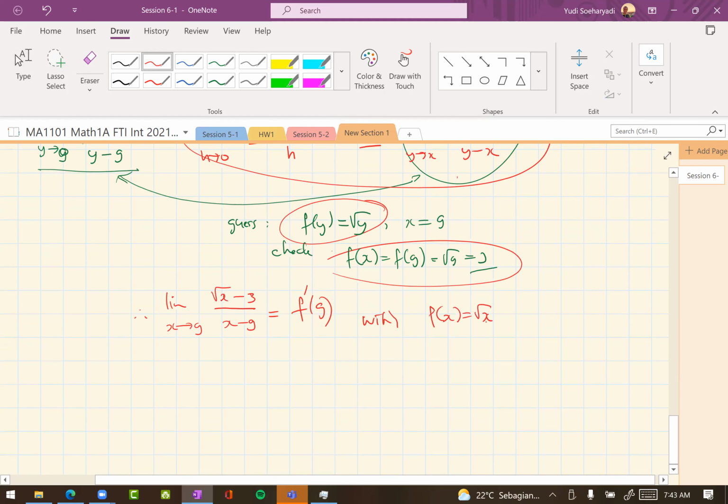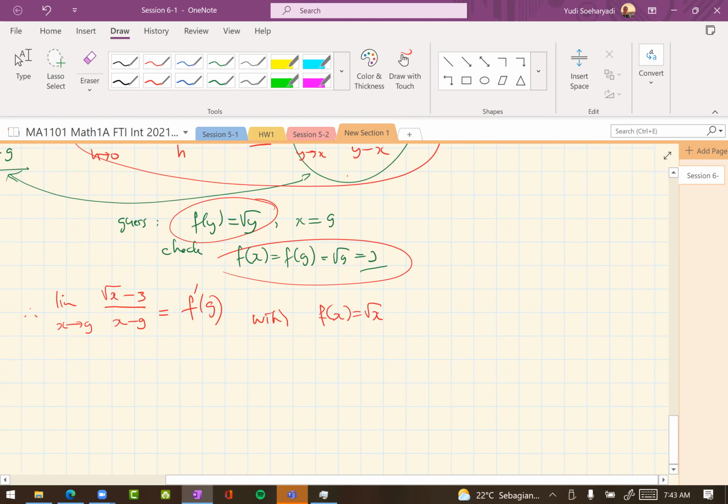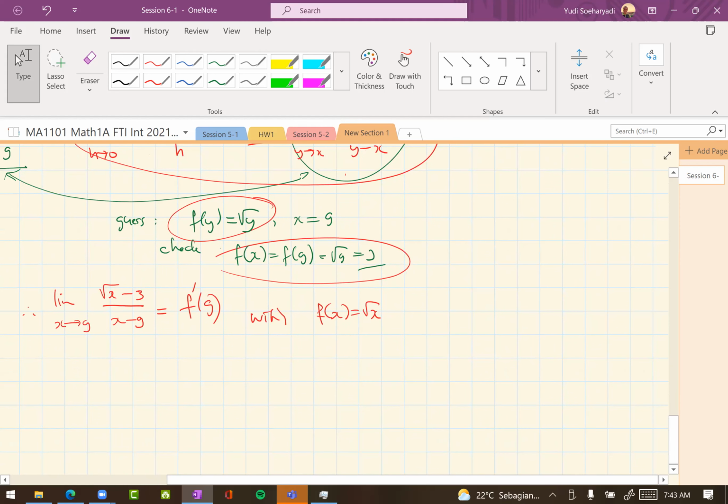Okay, so remember, a function is a rule, so it does not depend on what letter you use for the variable. The rule is taking the square root, so it doesn't matter whether you use y or x or whatever symbol. And the derivative of square root of x, we did this last time, right? So let's do this one. You're quite fluent with this one.